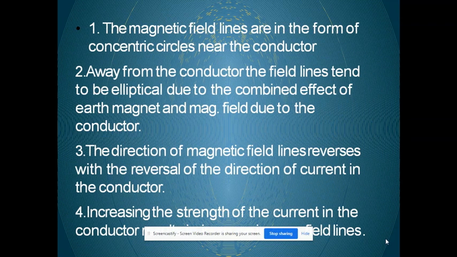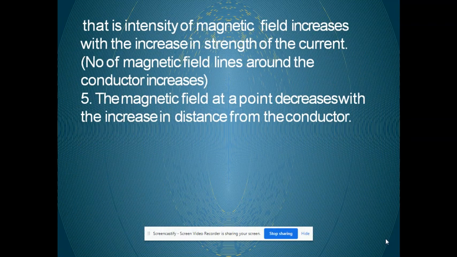Number 4, increasing the strength of current in the conductor increases the closeness of the magnetic field lines. Intensity of the magnetic field increases if we increase the strength of current in the conductor. If you have two cases, in the first case 5 ampere current is passing through a straight current carrying wire, and in the second case it is 20 ampere current, then in the second case the intensity of magnetic field will be more. Number 5, the magnetic field at a point decreases with the increase in the distance from the conductor.